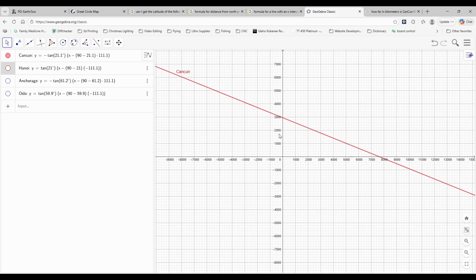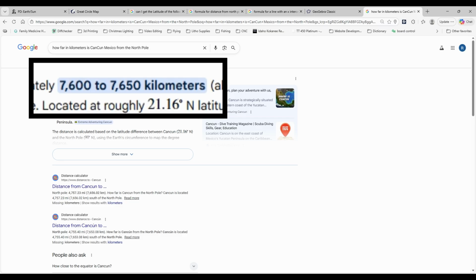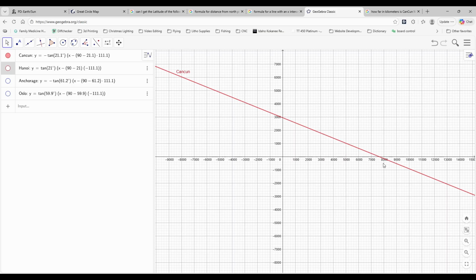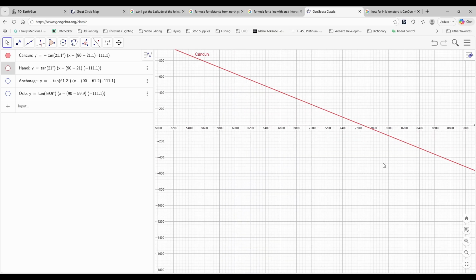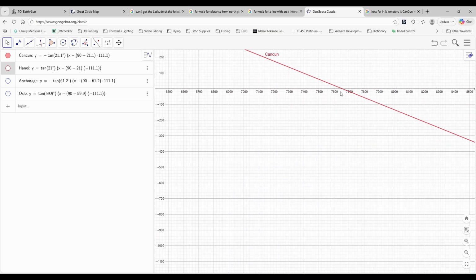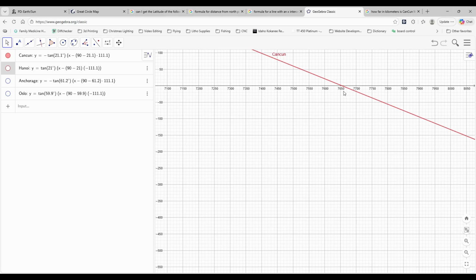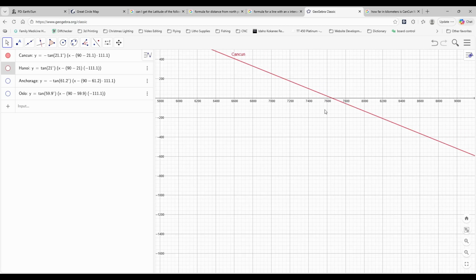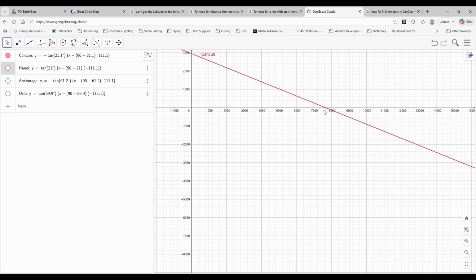And this right here at 0 would be where you would be seeing the North Star. So let's verify this to see if this formula works. So how far in kilometers is Cancun? 7,600 to 7,650 miles. So let's see, what does this actually cross at? You can see it's at 7,650. The math works. It matches.